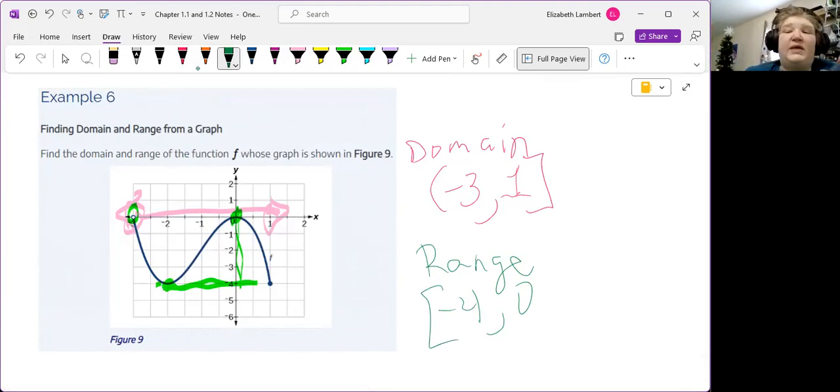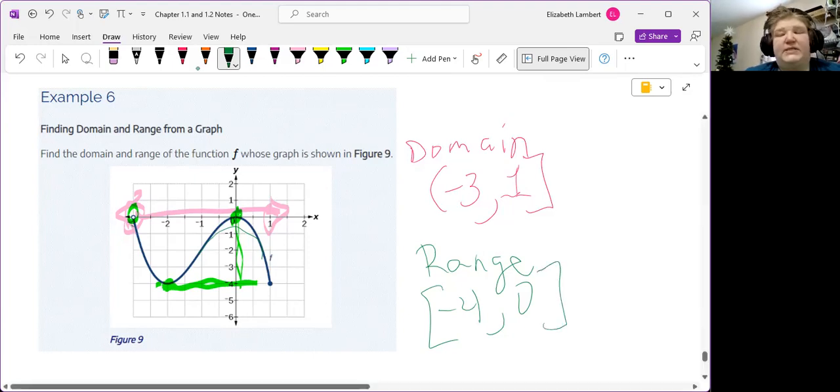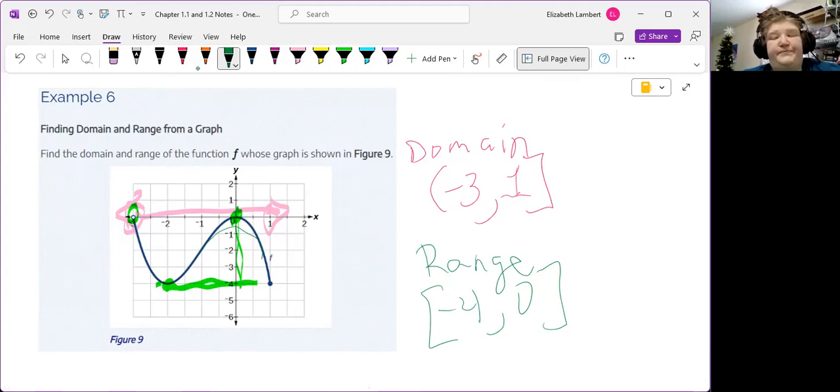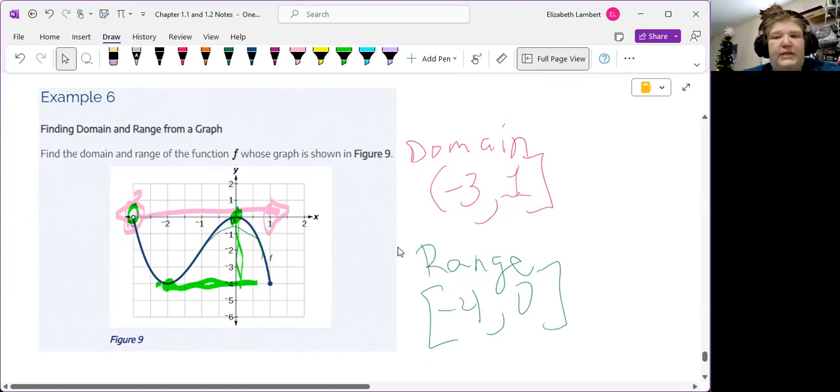The 0, though, even though there's an open circle on the left, if this graph didn't go all the way up, then we would have a parenthesis. But because this graph actually does hit the x-axis there in the middle, this 0 gets a bracket, because there is a point on the graph that has 0 for a y value. So it must be included in the range.